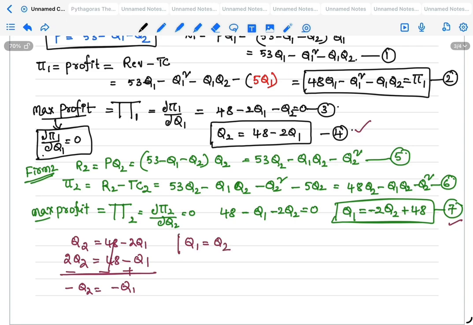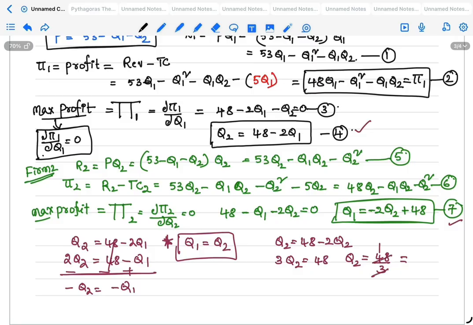So very important in Cournot competition, Q1 equals Q2. 48 minus 2 Q2, that is 3 Q2 equals 48. Q2 equals 48 by 3, that is 16. Q2 star equals Q1 star equals 16. Answer for this question.